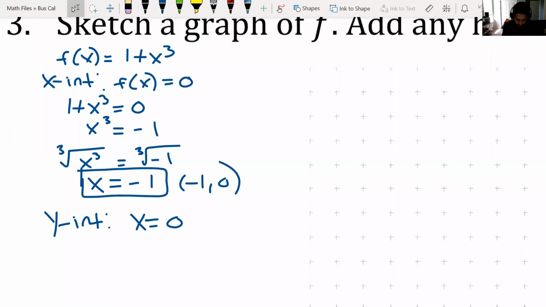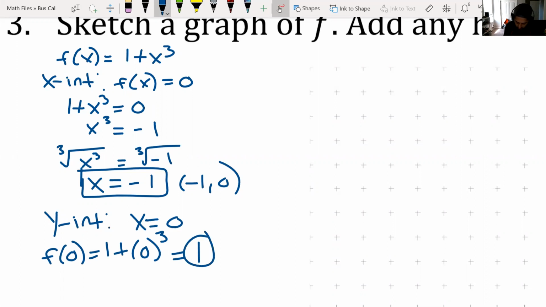Great. Okay. So where we left off, we were finding the x-intercept. So I take the original equation, set it equal to 0, solve for x, cube root both sides, I get negative 1, 0. And like I said, I'm going to find the y-intercept. I didn't do it on the last problem, but the y-intercept could give us more information on how to sketch a little better. So for y-intercept, you let x equal 0. So I get f of 0 equal to 1 plus 0 cubed, and we end up with 1, which means I get a y-intercept at 0, 1.